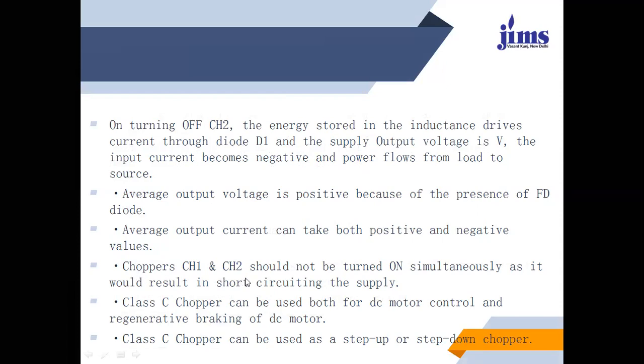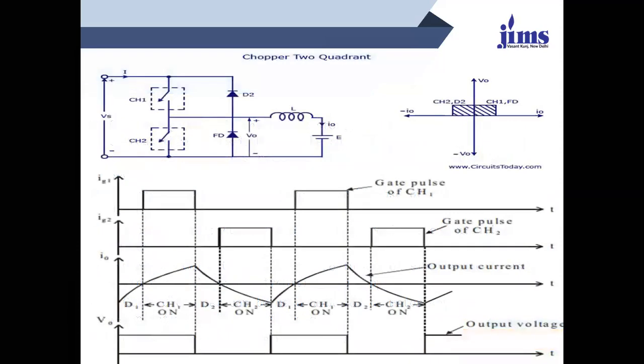Choppers 1 and 2 should not be turned on simultaneously, as it would result in short circuiting the supply. Class C chopper can be used both for DC motor control and regenerative braking of a DC motor. Class C chopper can be used as a step up or step down chopper. This is the circuit diagram which reflects the operation of the class C type chopper.